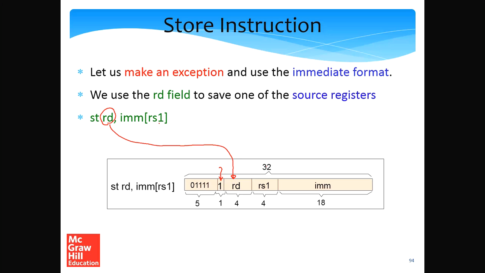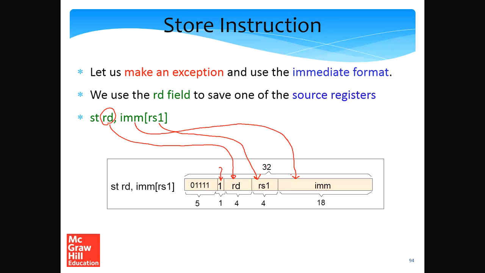The first source register RS1, which is also the base register of memory, is being stored over here. And finally, the immediate, which is the offset, because we are using register indirect addressing mode that has a base and an index. So in this case, the immediate is being stored in the remaining 18 bits. So this is a tight format. All 32 bits are being used. So in that sense, we are not wasting any bits.